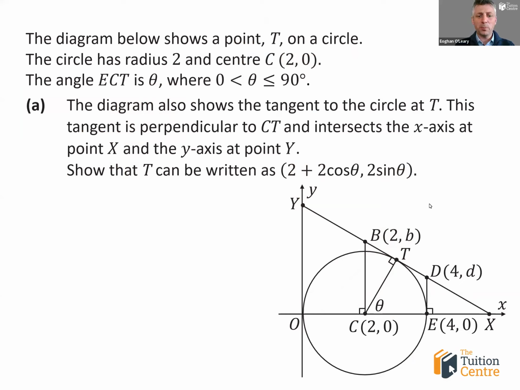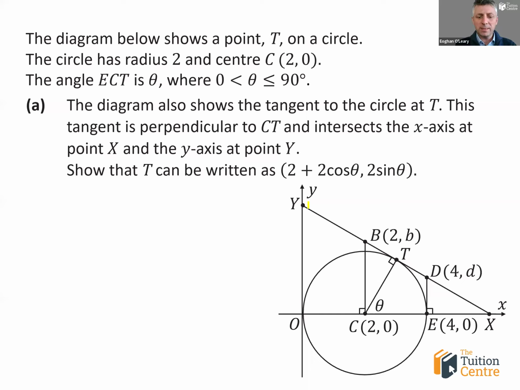The diagram below shows the point T on a circle. So here's point T. It has radius 2 and is centered at point (2, 0). So this is the origin over here. The angle ECT is theta, and theta is acute. Now, the very first thing there, you can see what I did is I just wrote a few things onto my diagram. It's just to give myself a better understanding of where it is, because there's a lot of information. You could get kind of overwhelmed looking at the diagram, so it's a good idea to do that.